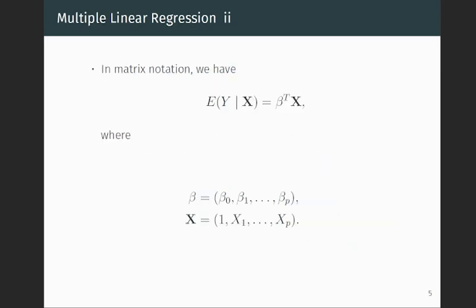We can write this using a shorthand notation using matrices. We can write this as the expected value of y given bold x is equal to beta transpose times bold x, where beta is a vector of length p plus 1, and it contains all of our coefficients, beta 0 all the way up to beta p, and bold x is a vector of length p plus 1 as well, where the first element is the number 1, and then the next p elements are the p covariates, x1 up to xp.